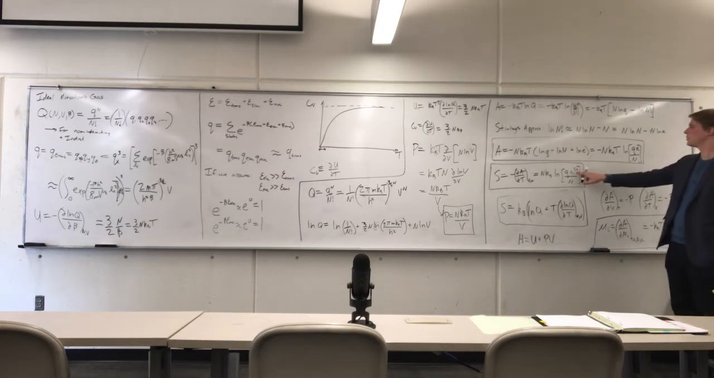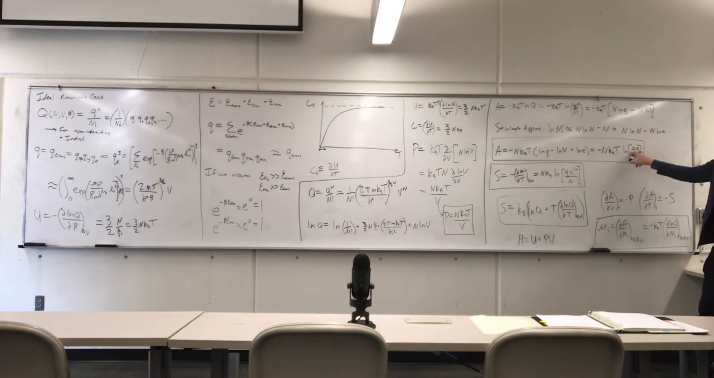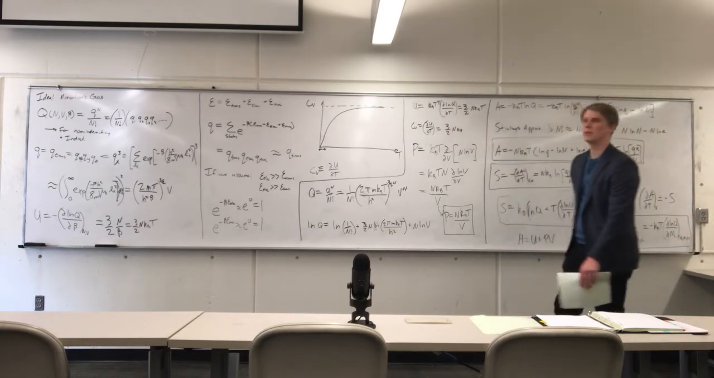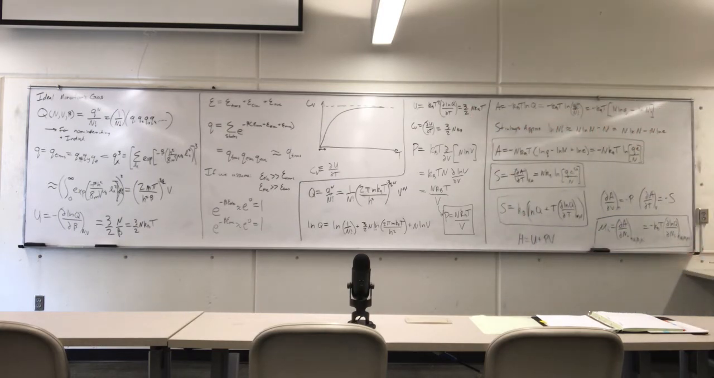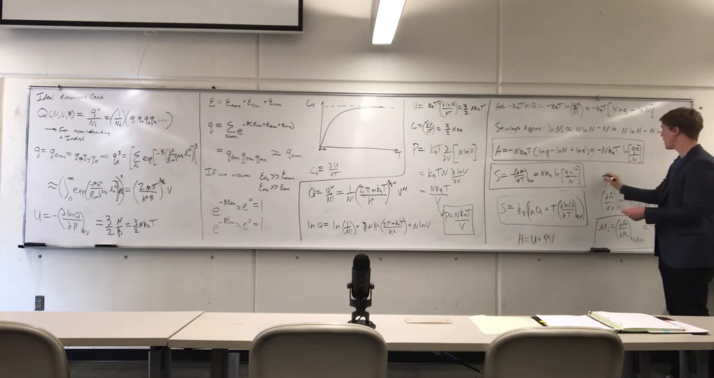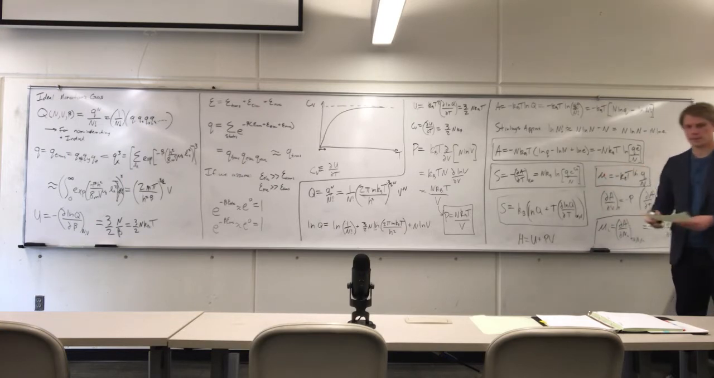This 5/2 comes from the temperature dependence of the single particle partition function, which is 1 over 1 plus 3/2. So 2 over 2 plus 3 over 2 is 5 over 2. That's where that little thing comes from there. And then lastly, the chemical potential. We have an expression for that there.